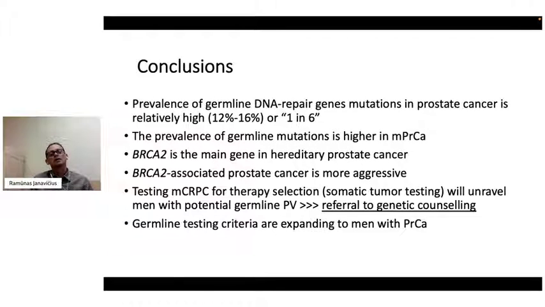And to conclude my talk, there are several conclusions. The prevalence of germline DNA repair gene mutations in prostate cancer is relatively high, 1 in 6. The prevalence of germline mutations is higher in metastatic prostate cancer. BRCA2 is the main gene for inherited prostate cancer. BRCA2-associated cancer is more aggressive.